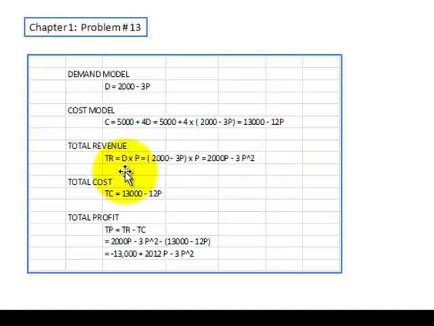Now, total revenue is going to be our units demand times our price. So we know our units demand times our price gives us 20,000P minus 3P raised to the second power. And then our total cost, they gave it to us right here. We calculated it. So profit is total revenue minus total costs. And you do the algebra and you get the answer.